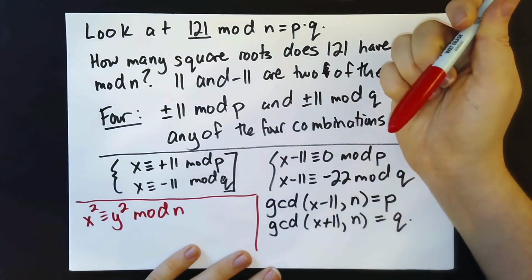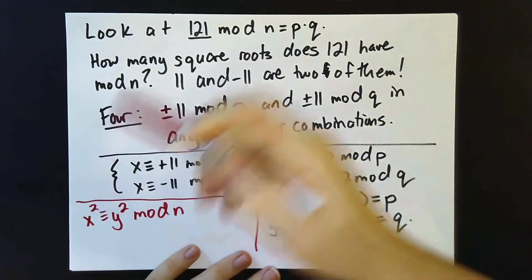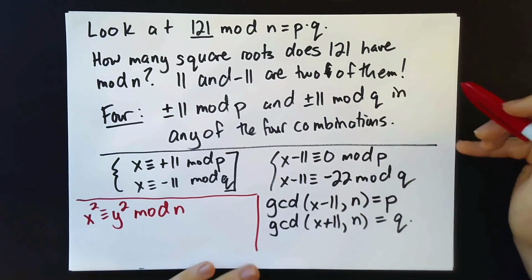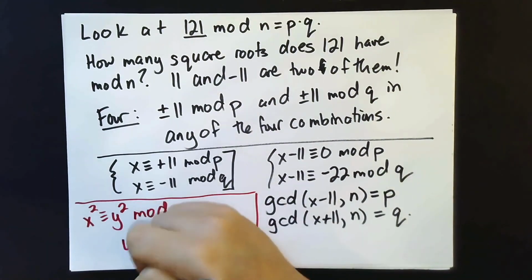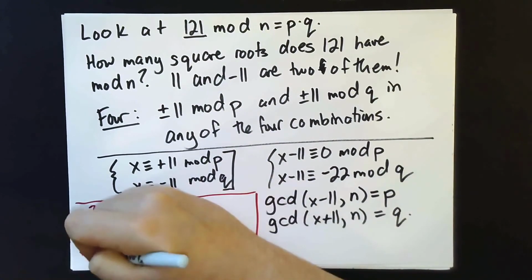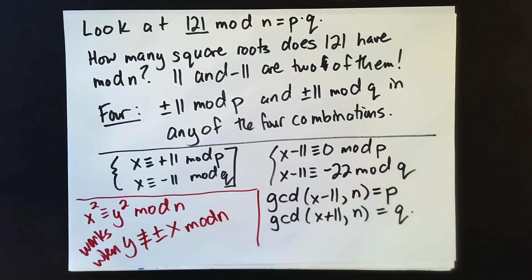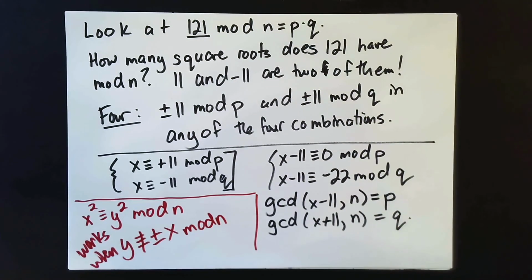But similarly, if I take y to be minus x, well, then when you calculate this all out, it also does not help. So the only way that this actually ends up working is if you find a number that squares to the same thing as x, but y is not plus or minus x. So if I find two numbers that square to the same thing and aren't plus or minus each other, then we immediately factor n. Now, sometimes you might just luck into that, in which case you can factor n.